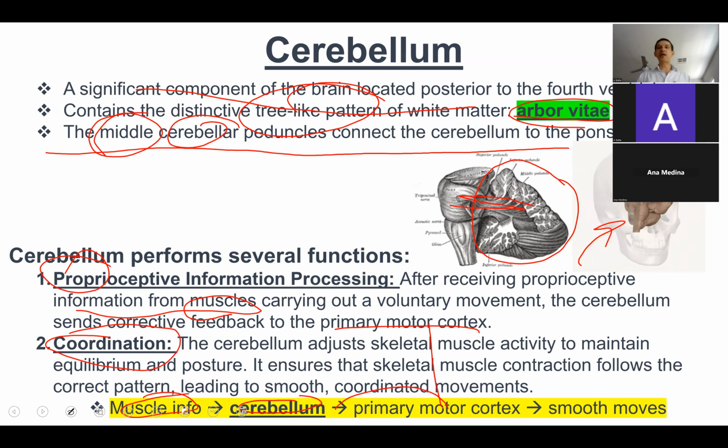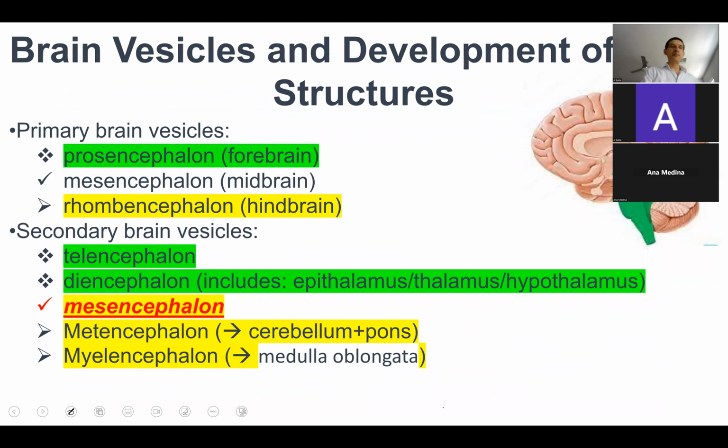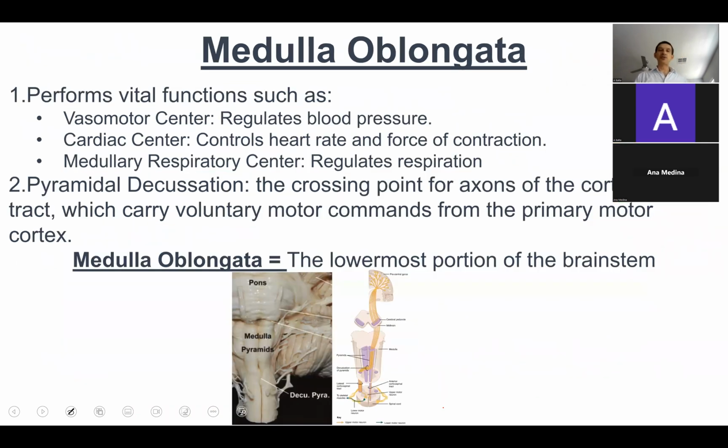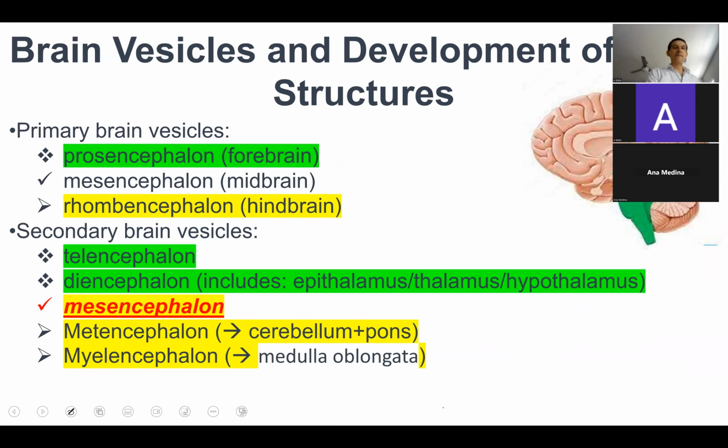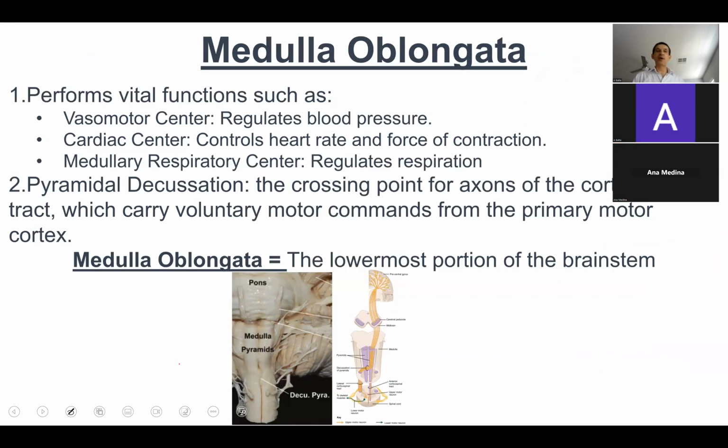You should be familiar with that term, primary motor cortex. It's part of the frontal lobe that I showed you earlier, not the postcentral gyrus. That's the precentral gyrus. That's your motor homunculus, okay? So mesencephalon is your midbrain, okay? Now let's talk about the myelencephalon. That's your medulla.